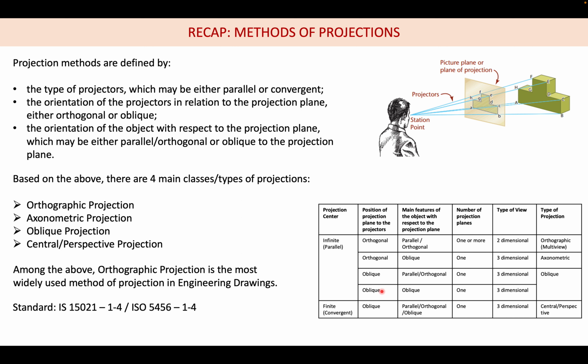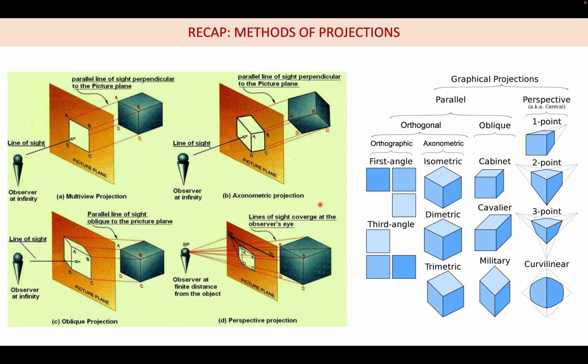After that, you have something called oblique projection, where the object is parallel or orthogonal, but the projectors are not perpendicular. They are still parallel, but they are at an angle. If I go to the next picture, you will be able to visualize.